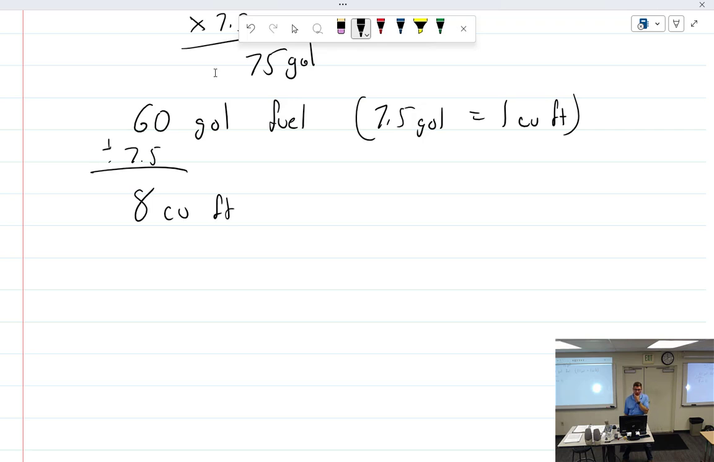And we can check our work. 8 cubic feet times 7.5 equals 60, so it checks out.